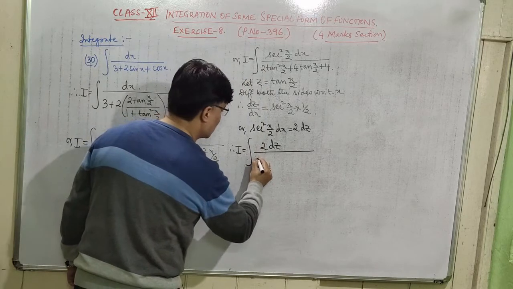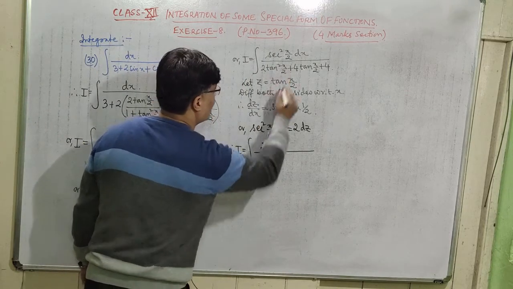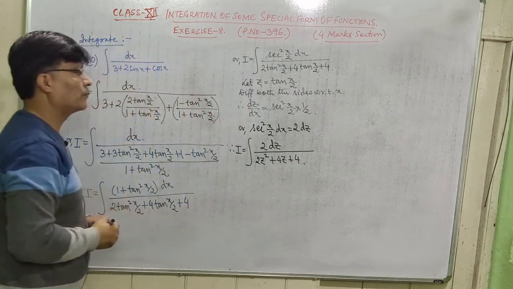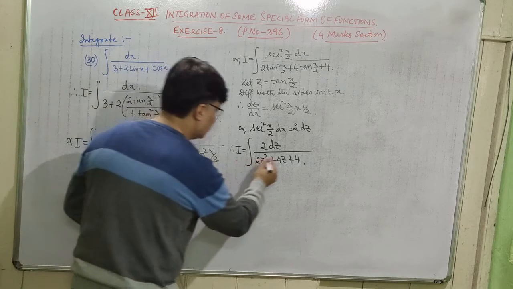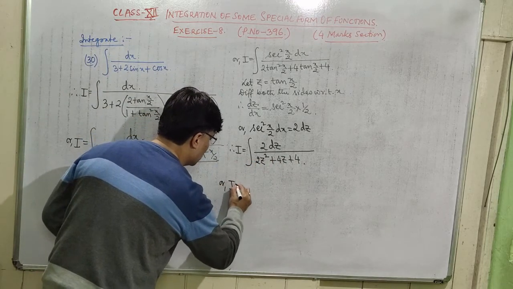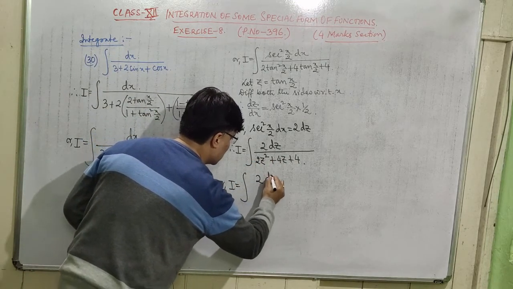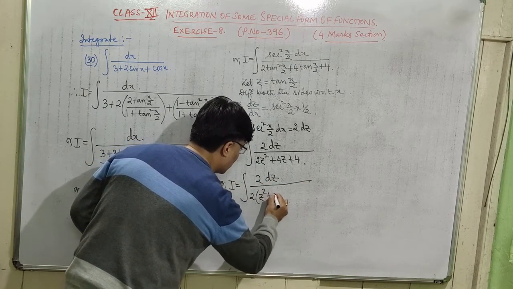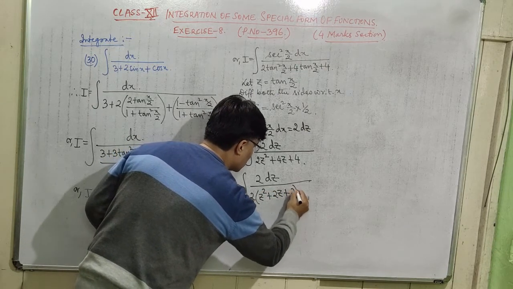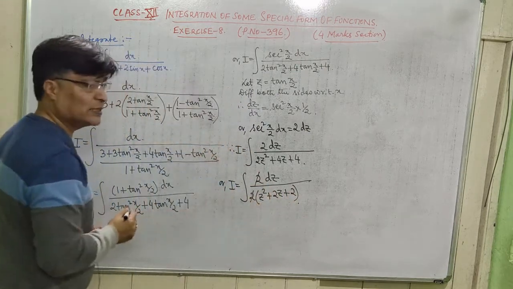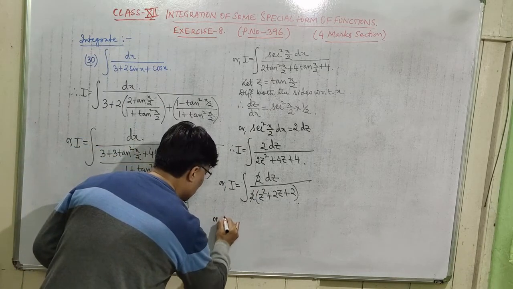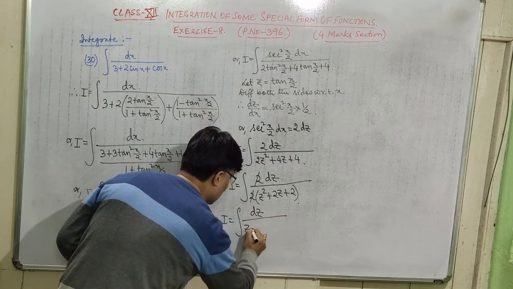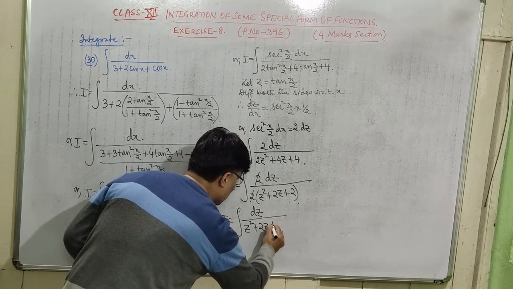divided by, this is 2z square plus 4z plus 4. Right? So we can take common here. In the denominator, what is common? 2 is common. I is equal to integration of 2 dz divided by 2 is taken common, within bracket z square plus 2z plus 2. Here this 2 gets cancelled. So what do we get now? So I is equal to integration of dz divided by z square plus 2z plus 2.